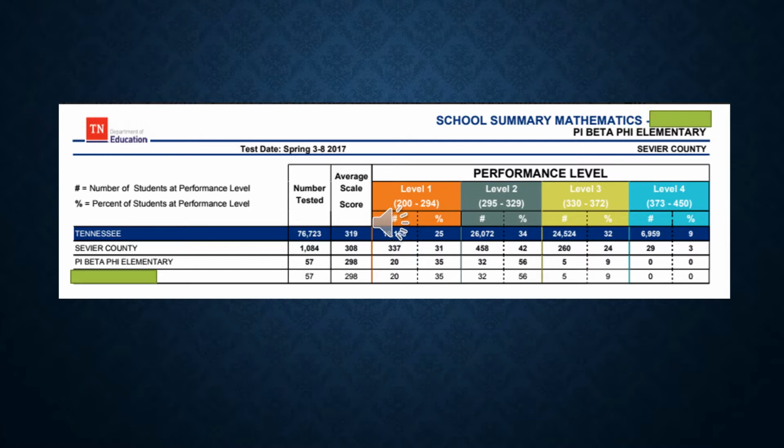The second page of the school summary gives the number and percentage of students at each performance level. While it may seem redundant to have this on each report, it is definitely useful when only using one report.